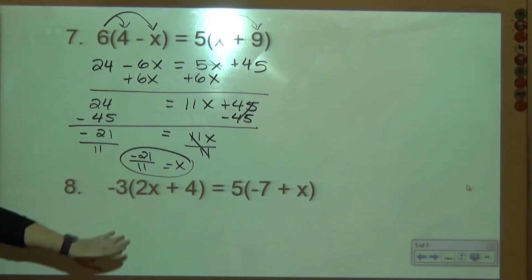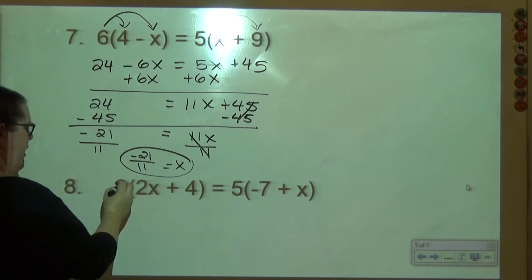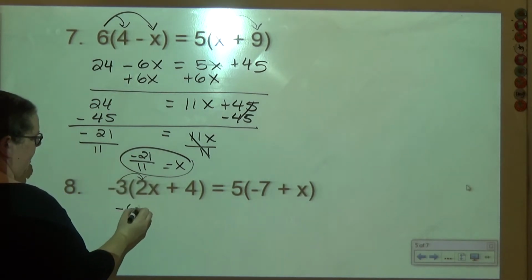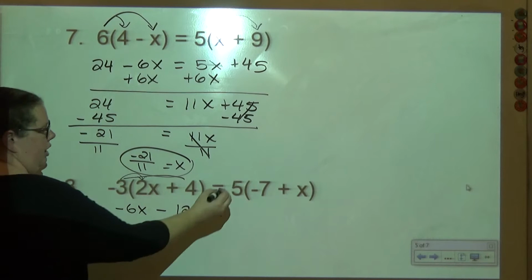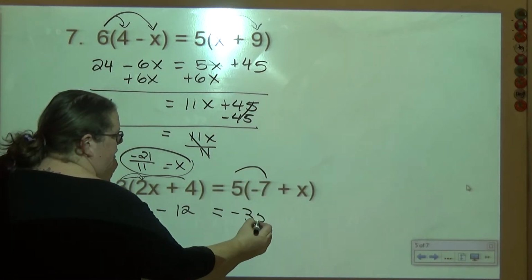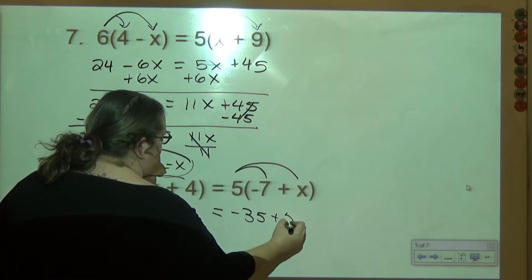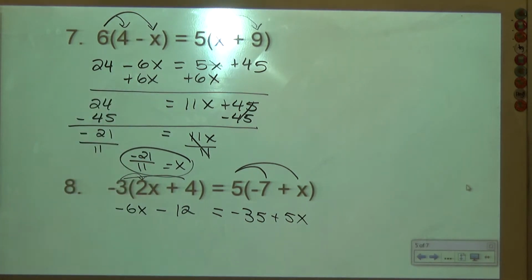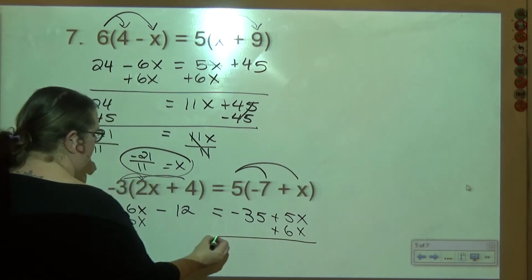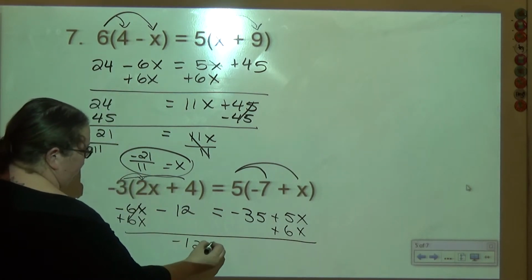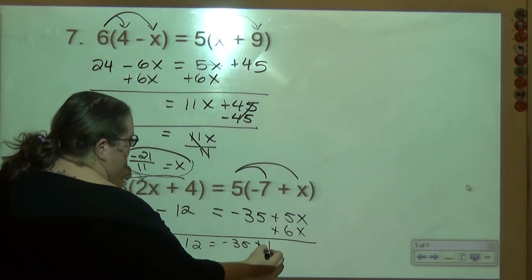All right, pause the video again. Try number 8. Negative 6x. Negative 12. Watch those signs. Negative 35 plus 5x. I got 6 and 5 again. All right, who's gonna move? Again, that's a negative, so we move our negative. Plus 6x, plus 6x. Negative 12 equals negative 35 plus 11x.